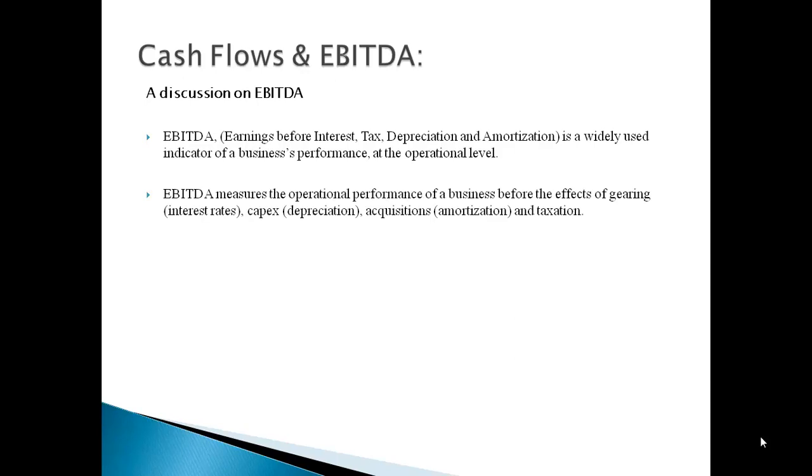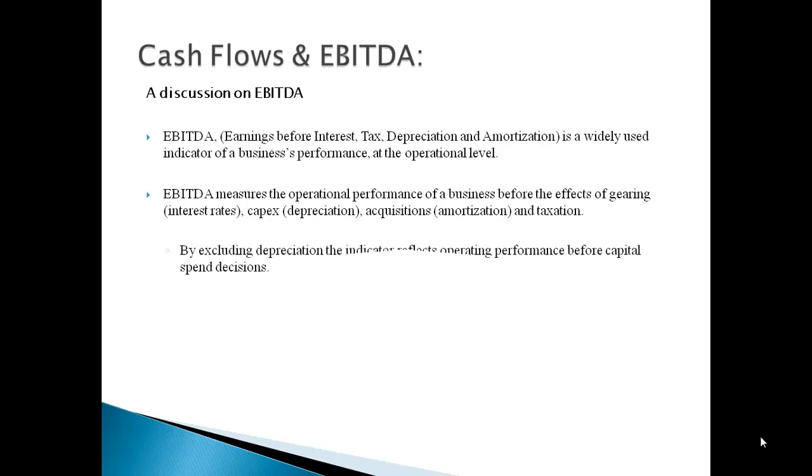So let's just delve down a little bit deeper. EBITDA measures the operational performance of a business before the effects of gearing, which is interest, capex or purchase of PP&E, which is represented by depreciation, acquisitions, represented by amortization of goodwill, and taxation. So EBITDA is a clean operating profit figure before the impacts of those four elements: gearing, capital expenditures, acquisitions, and taxation.